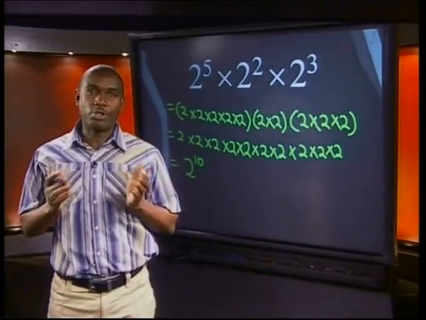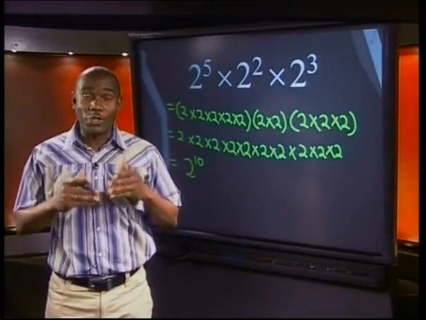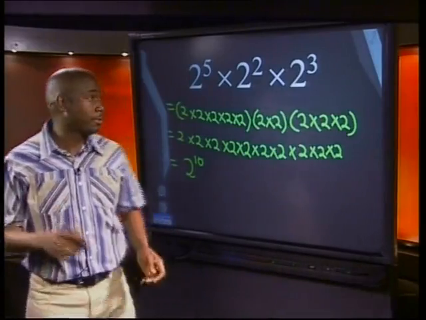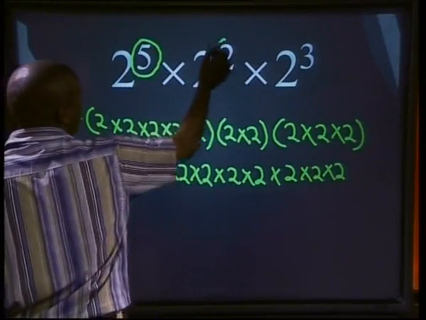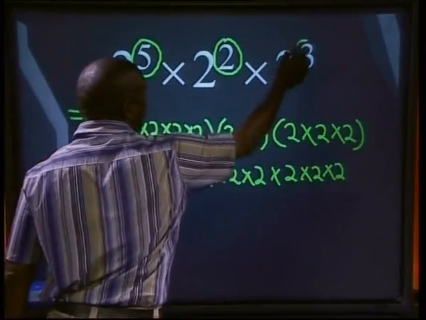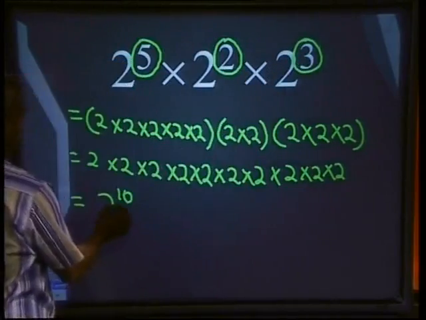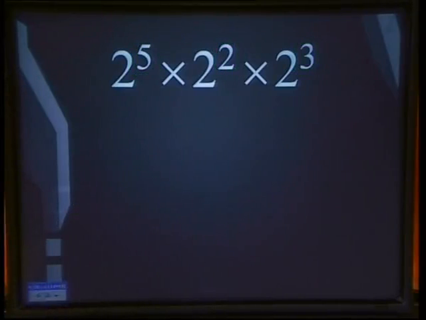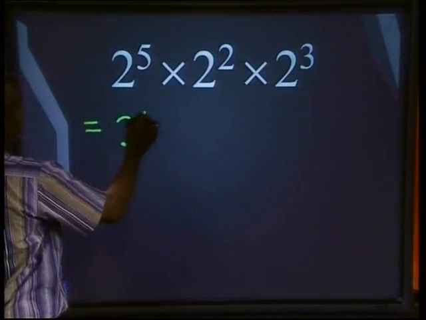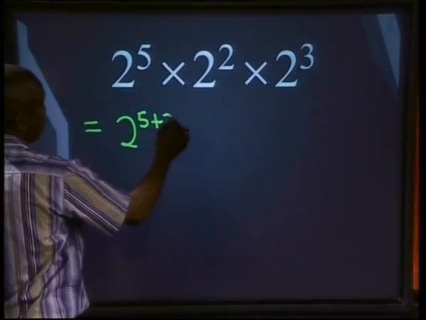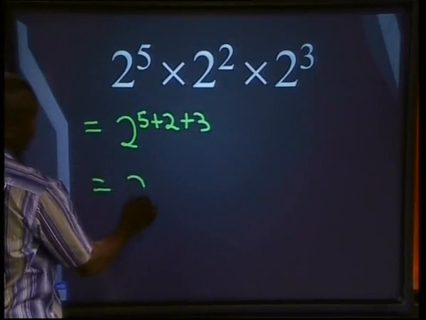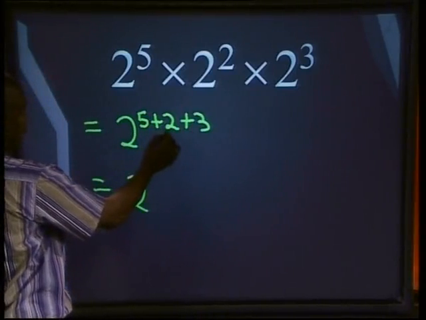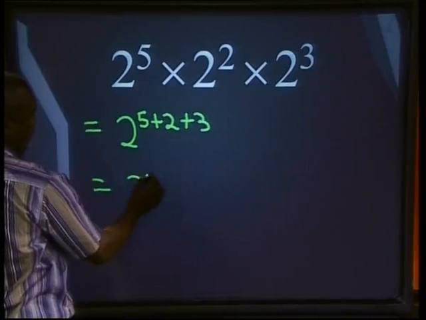Right, do you think it is necessary to write the multiplication out every time? Or can you see a pattern in the exponents that you could use? Can you say that 5 plus 2 plus 3 gives you 10? Now let's see. We could do this as 2 to the power 5 plus 2 plus 3, which will give us 2 to the power of 10. 5 plus 2 is 7. 7 plus 3 gives us 10.